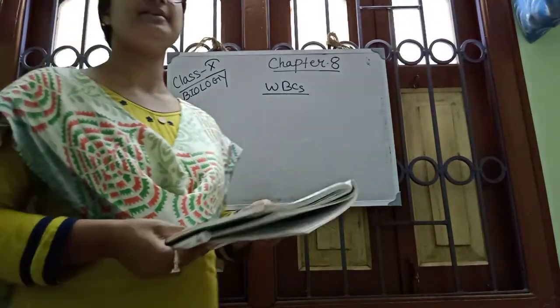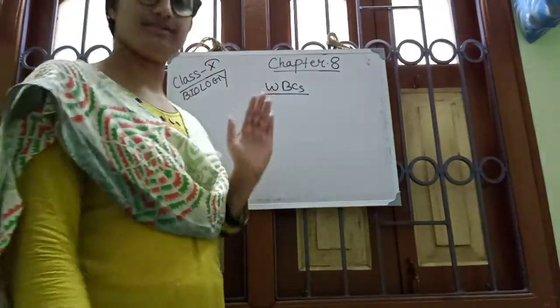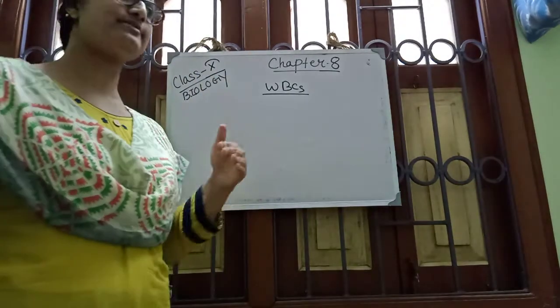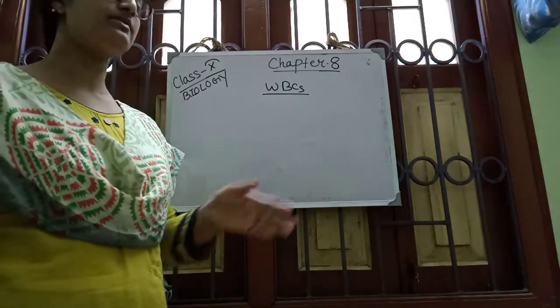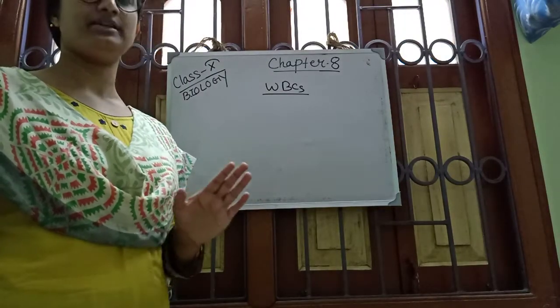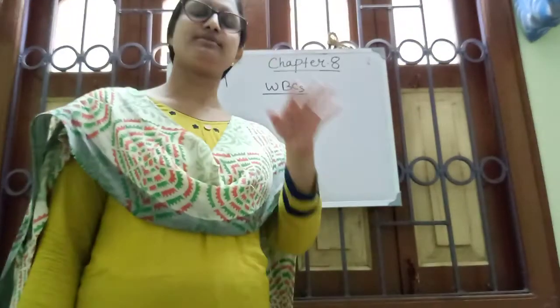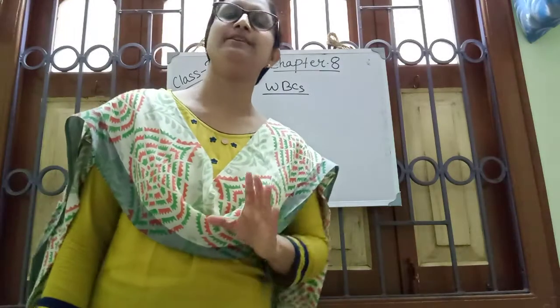I have discussed RBC, red blood corpuscles, and today I am going to start WBC. WBC means white blood corpuscle, also called leukocytes. Three different types of cells are present: RBC, WBC and platelets. Now I will discuss only the WBC, its different components and their functions. These components and functions are very important.